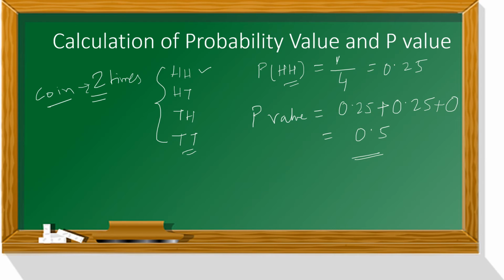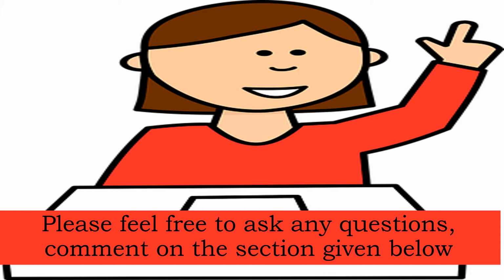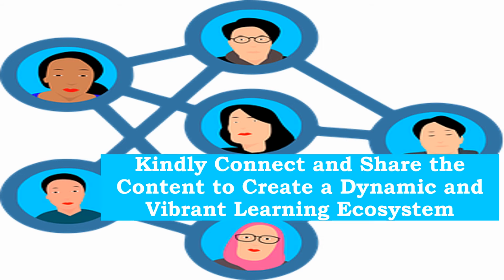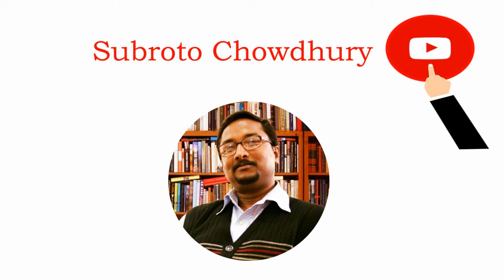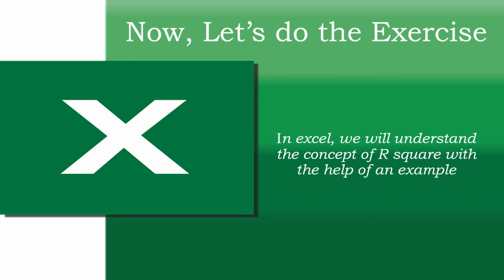Note that the probability value of getting two heads and the p-value for getting two heads are not the same. What we will do now is take an Excel sheet, calculate the R-square value, and see how the R-square value helps us to determine.